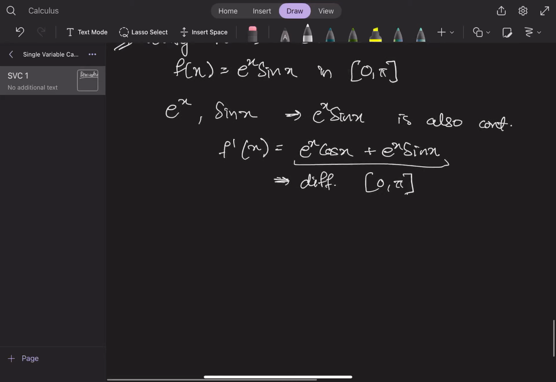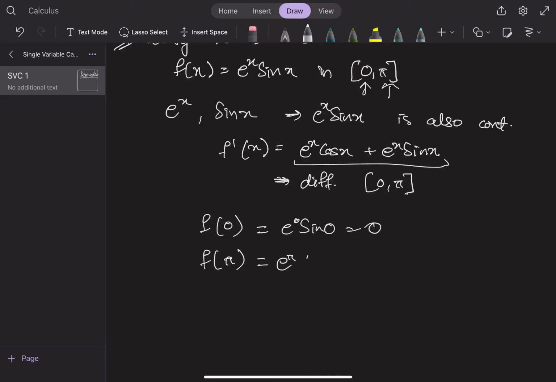Now let's find f of 0 and f of pi. So f of 0 is e raised to 0 sine 0, which is 0, and f of pi is e raised to pi sine pi, which is again 0. So these two are equal, which means your Rolle's theorem is verified.